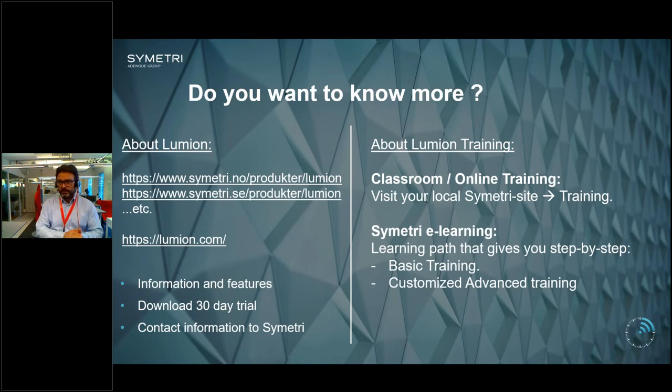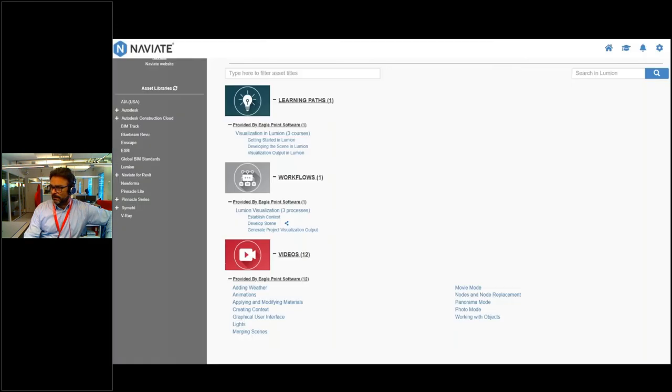In addition, for those of you who have Naviet or who have purchased the Symmetry e-learning portal, there is a learning path on Lumion in this portal where you can find basic training, and workflows that will guide you through the whole process of doing a scene, and there are a number of learning videos. Just a screenshot, so you see where you find it. Click on Lumion on the content side on the left side, and you'll find the learning paths, the workflows, and the videos in regards to Lumion there.